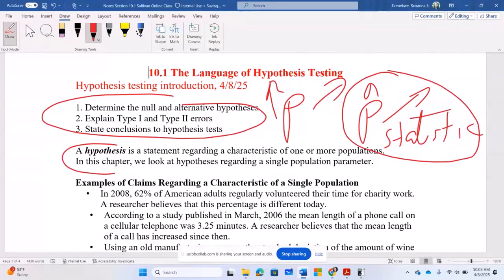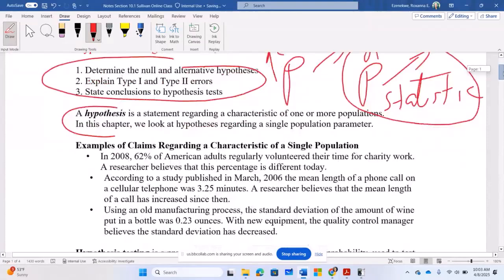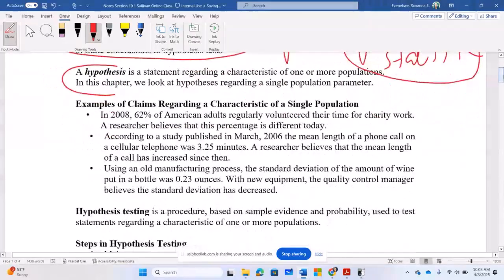Okay, so we are going to read some examples and quickly start, look at, and then we will do many examples. It's going to be easier when we do some examples. Okay, so somebody has to make a claim. So this is a claim somebody made some time ago.